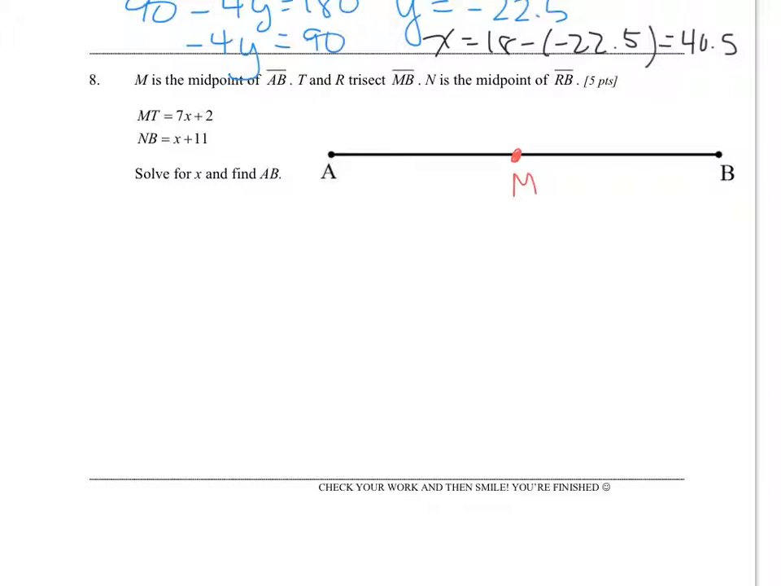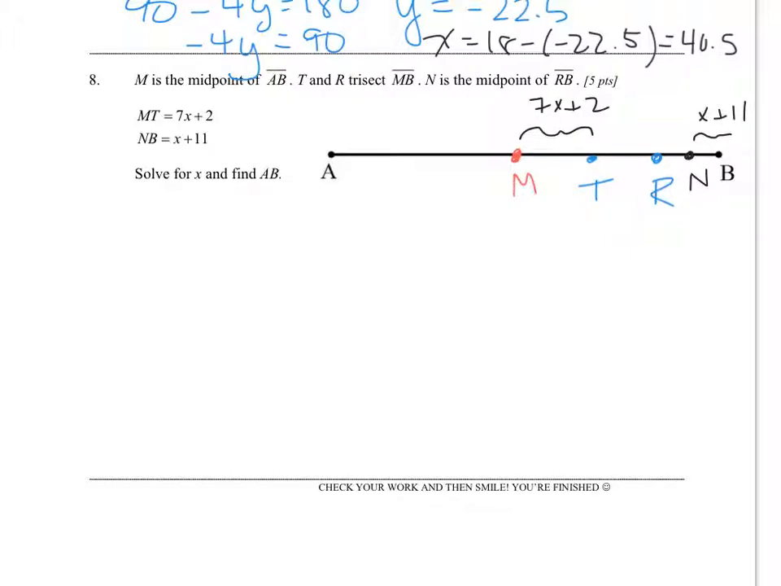T and R trisect MB. Okay, so we're looking at just MB here, right? And we want to trisect it with T and R. And then N is the midpoint of RB. Okay, so if we just look at RB here, we have a midpoint called N. Okay, and we're told that MT, that's right here, is 7x plus 2, and that NB is x plus 11.